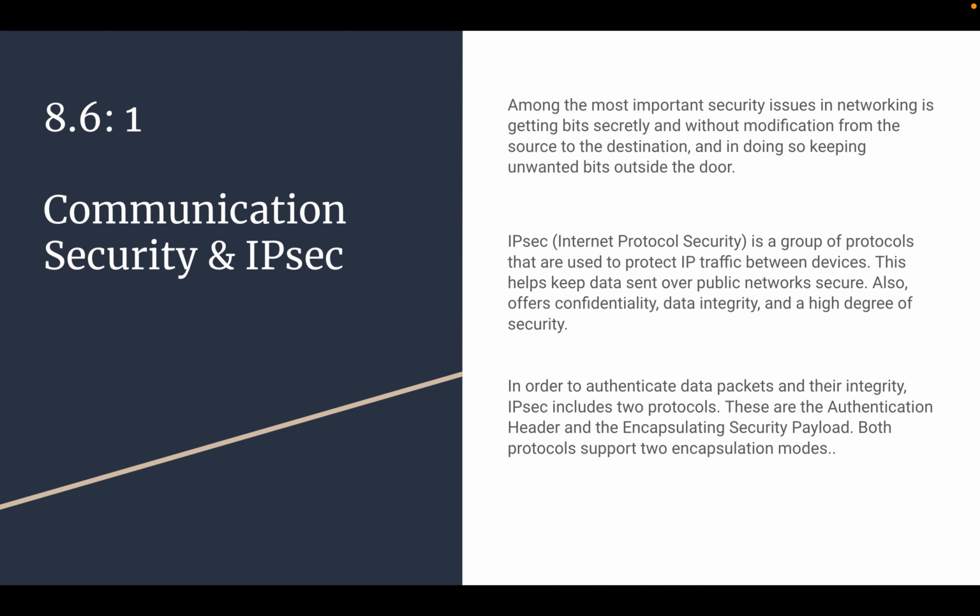This helps keep data sent over public networks secure and also offers confidentiality, data integrity, and a high degree of security. So in order to authenticate data packets and their integrity, IP security includes two protocols. These are the authentication header and the encapsulating security payload. Both protocols support two encapsulation modes.